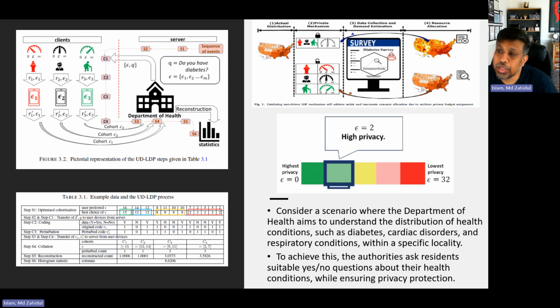So therefore, they are getting better data, and as a result, their reconstruction estimation of the distribution of diabetic patients in different states will be more accurate. It will be more accurate to the original distribution, and therefore the purpose will be served better. In this example, they will be able to do better resource allocation. So this is what that user-defined epsilon does.